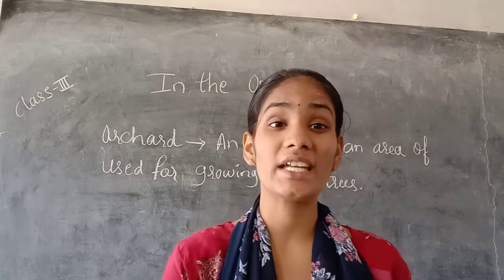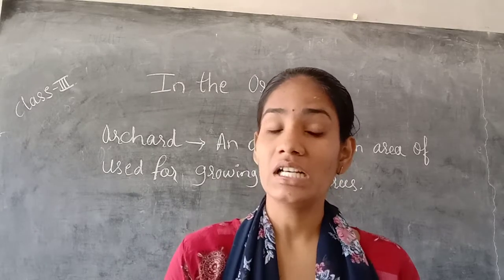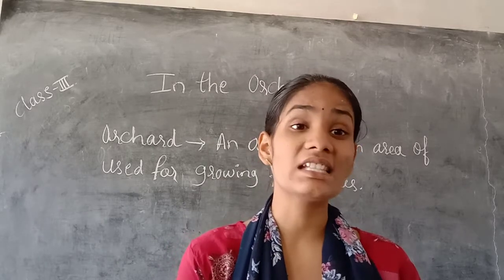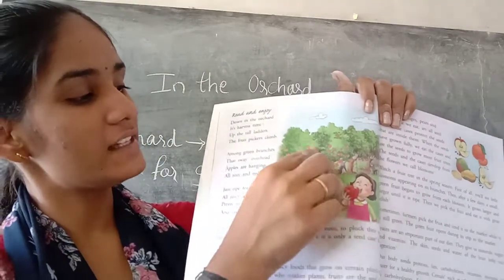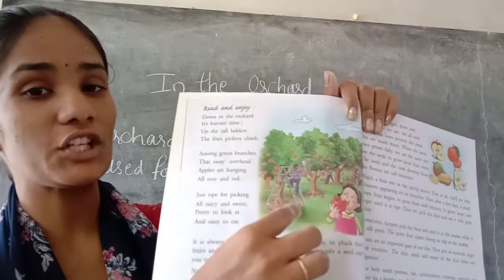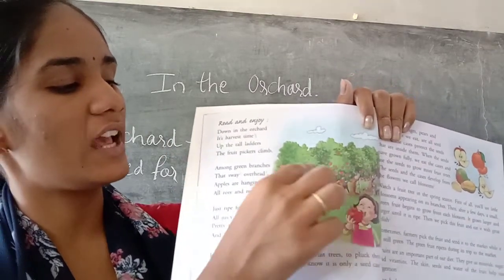We have to take a ladder, and the one who picks those fruits is known as a picker. See here, what is this person doing? He is taking the fruit from the tree. He is plucking the fruit from the tree. So this person is known as a plucker.